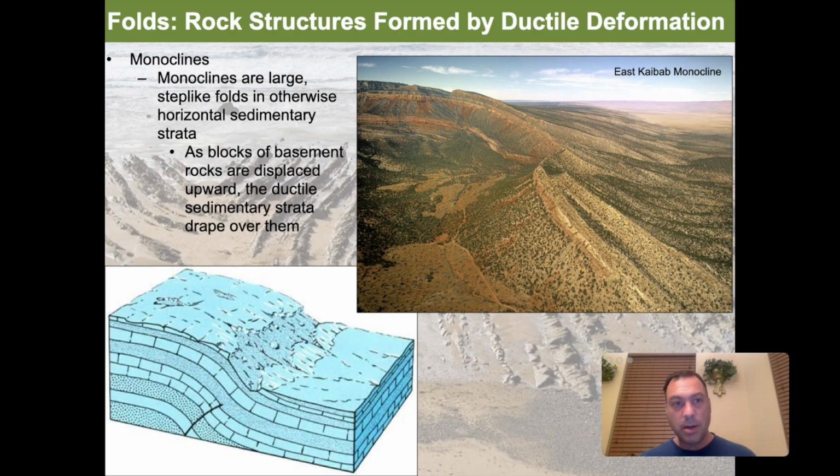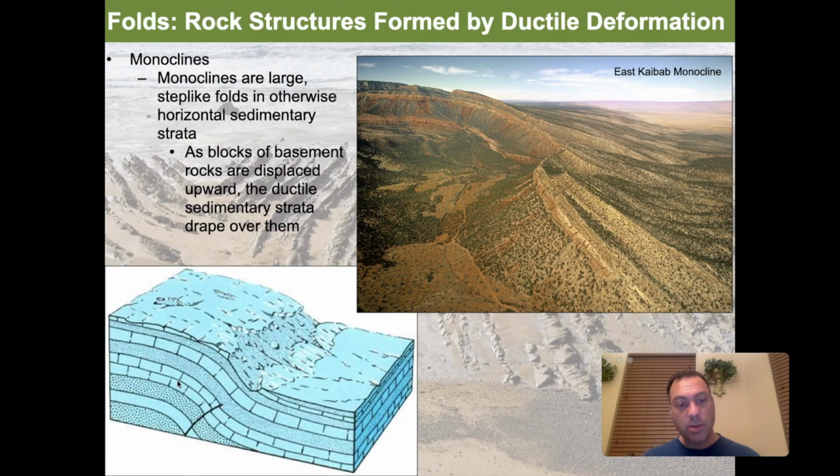But this is what a monocline is. It's a large step-like fold in otherwise horizontal sedimentary strata. So these are sedimentary rocks that folded ductily that are just draped down. So the basement rocks over here were either downdropped or the rocks over here were uplifted, one or the other. But the rocks that were sitting on top didn't break. Instead, what they did was they ductily deformed. In other words, they draped over almost like a blanket across this zone of deformation.